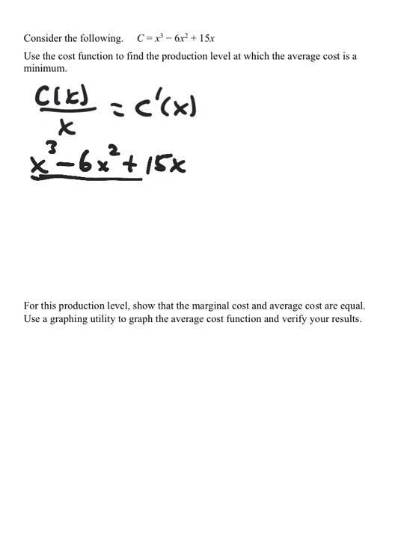cost divided by number of units equals marginal cost, which is your derivative. The derivative is 3x squared minus 12x plus 15. And like we did a few problems ago, to eliminate the fraction, we're going to multiply through by x.